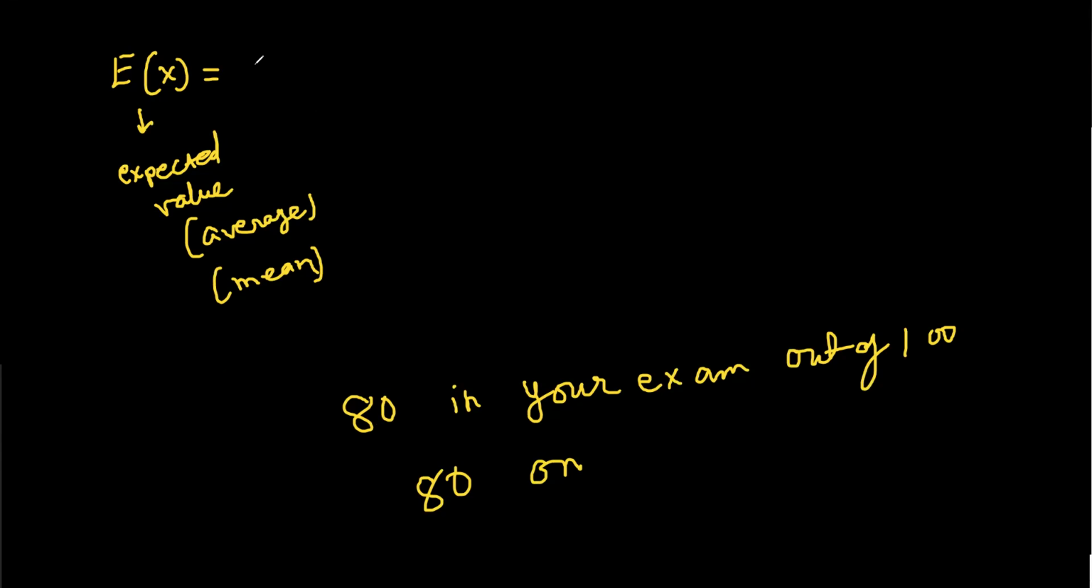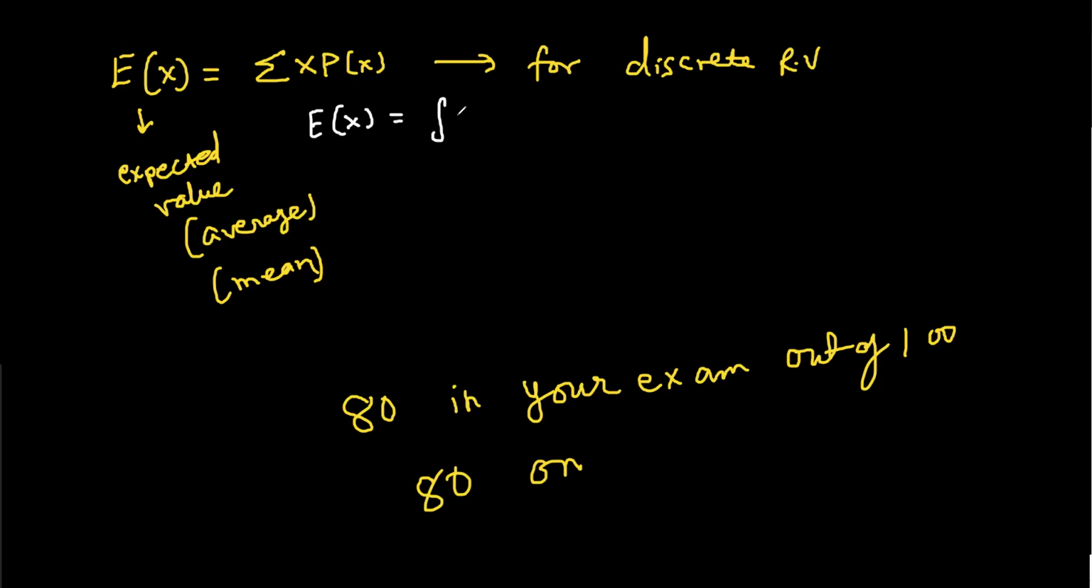So expected value is the summation of x into p(x) for a discrete random variable. If the random variable is discrete, then you can find expected value by x into p(x). But if it's a continuous random variable, then it is the integration of x into f(x). It's a continuous random variable, right?